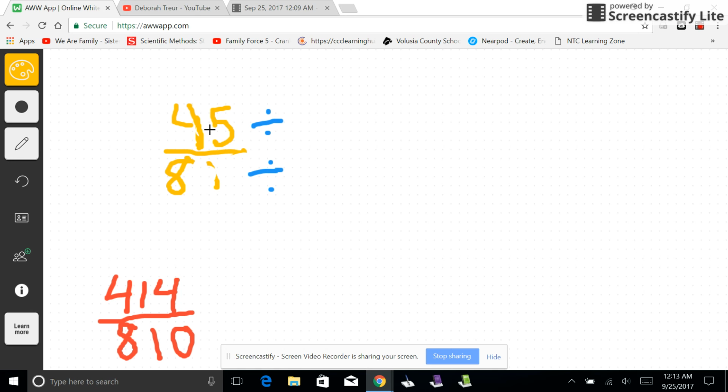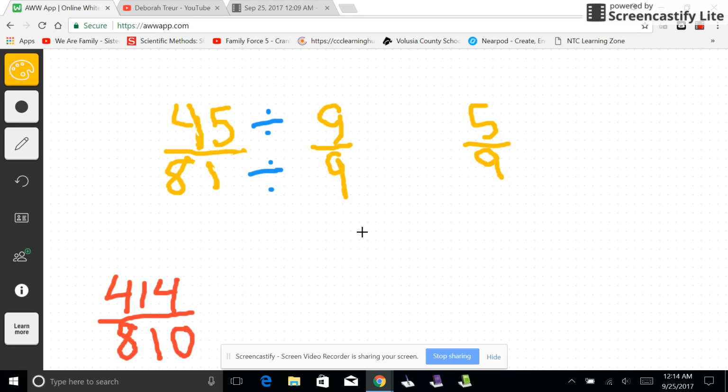But if I had my 45 and I'm dividing it by 9 because we know that it'll work, then I can come out with a simplest form. So 45 divided by 9 is 5. And 81 divided by 9 is 9.